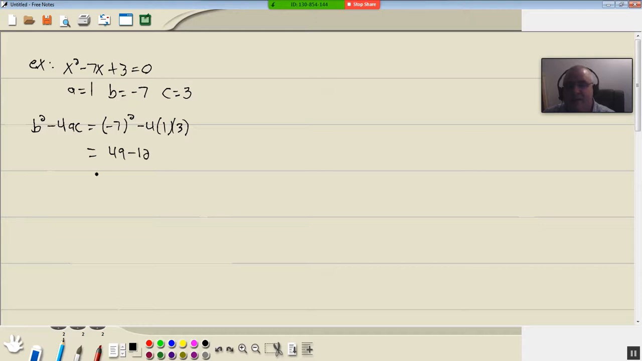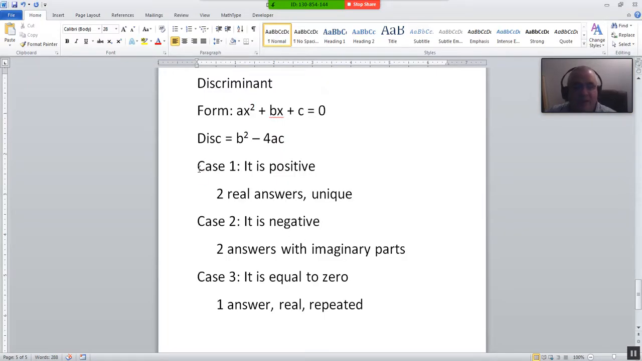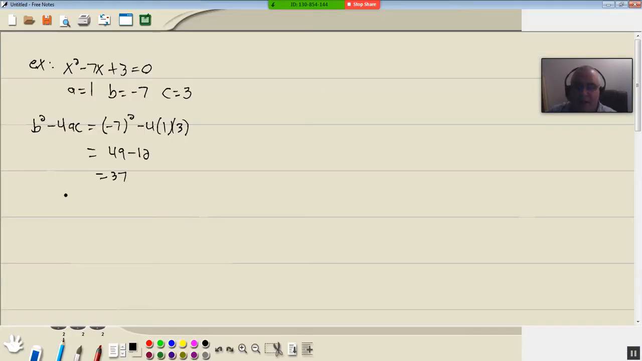49 minus 12 equals 37. Now this is positive. So this says, case 1 is positive. You have two real answers, and they're unique.